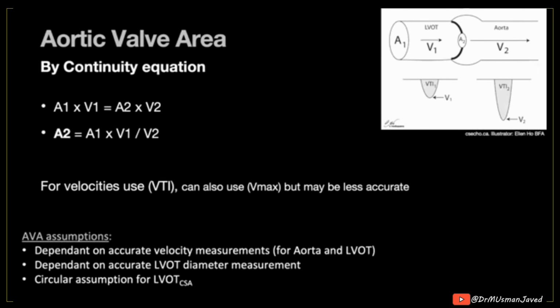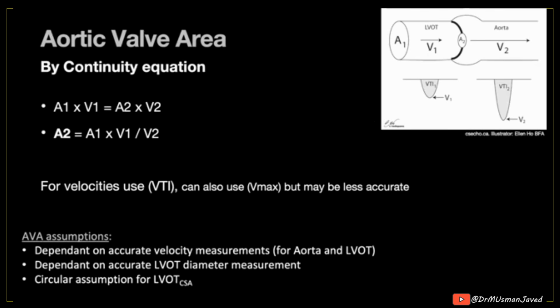Next is your aortic valve area calculation by continuity equation. The continuity equation is A1 times V1 equals A2 times V2 because you have preservation of your matter, your velocities, and your energy. And for velocities, we use VTI. You can actually also use Vmax. It may be less accurate depending on the shape of the Doppler envelope.